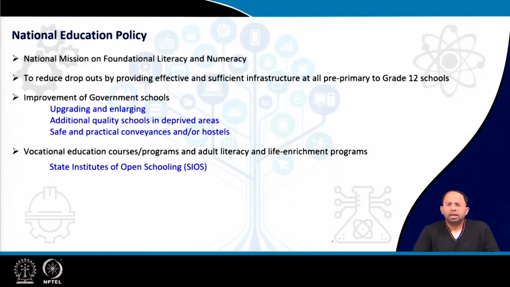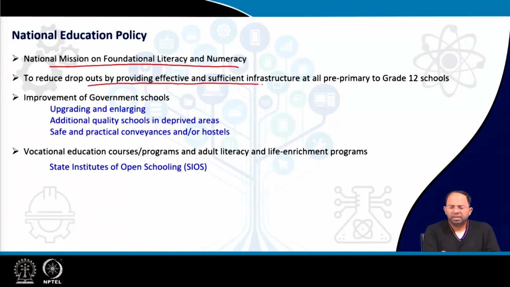In addition to the standard education system, we also have the National Mission for Foundational Literacy and Numeracy. That will continue. Overall, we need to reduce dropouts by providing effective and sufficient infrastructure at all schools from pre-primary to grade 12. That means we have to really revamp our infrastructure, so people are happy to go to school, really enjoy learning, and dropout rates reduce. Of course, there are other social issues which also result in dropouts. Those also need to be looked into.